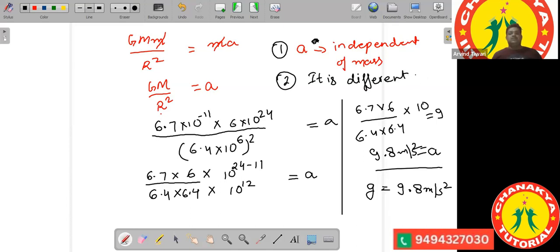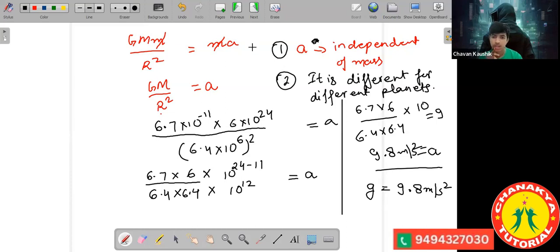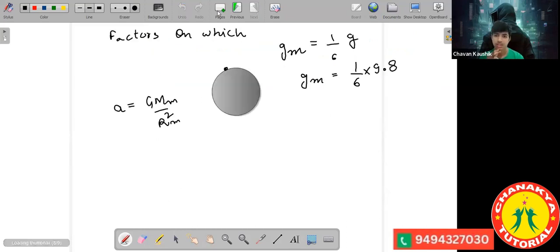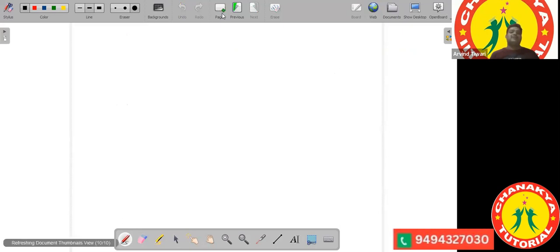It is different for different planets, right? Now, what do we mean by the first statement? We will conclude with the first statement: acceleration due to gravity is independent of mass. If anyone is having any problem, not getting it, that person can speak up. Okay, so let us understand the first point.